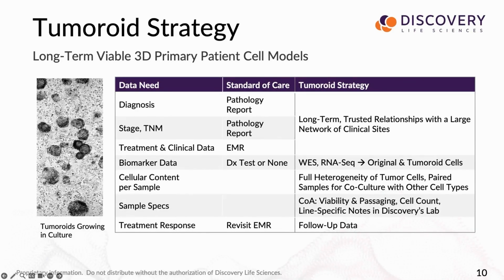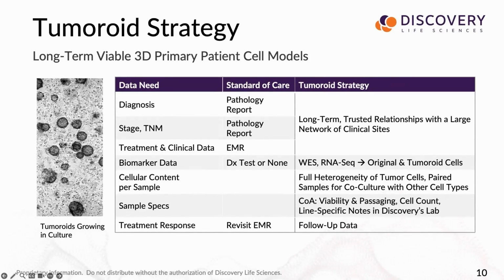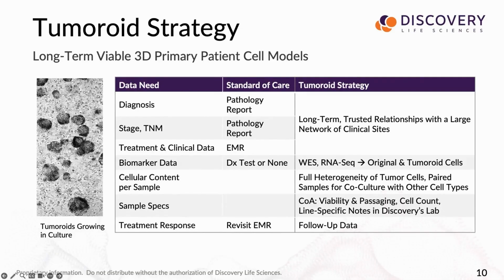And to address the biomarker data need for tumoroids, we're able to piggyback off of our quality control data, which is we run whole exome sequencing and RNA-seq on the original patient tissue and the finished tumoroid cell line in order to compare and confirm that this tumoroid still represents the same genetic diversity seen in the original tumor. Which then means you have the whole exome sequence available to see your biomarker data to select which lines you'd like to receive.